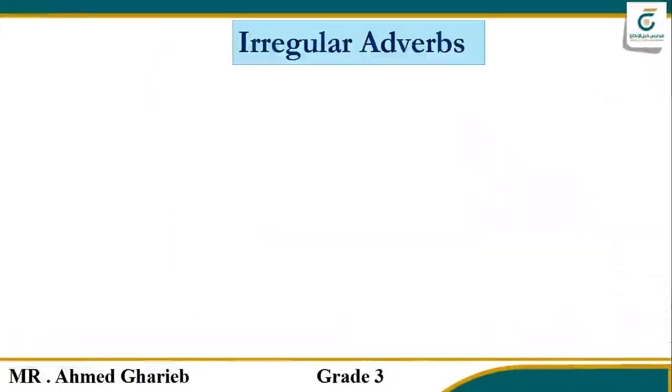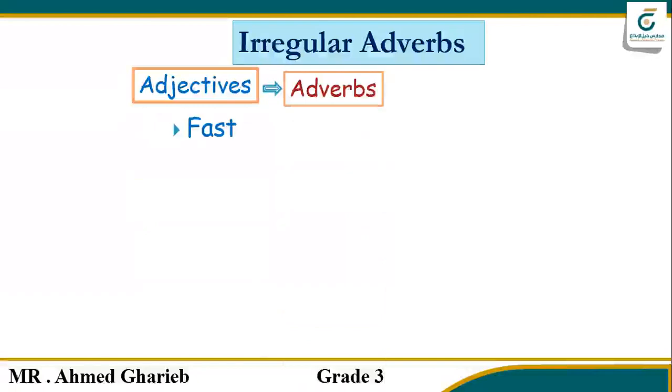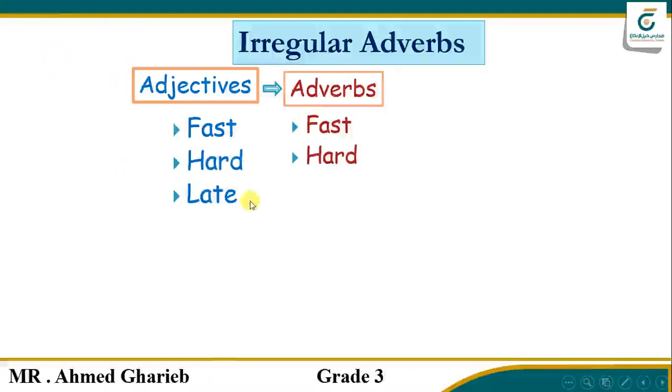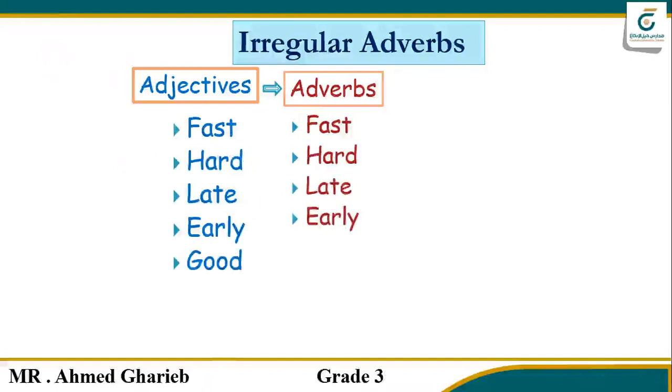Now let's talk about irregular adverbs. So we talked about regular adverbs of manner by adding ly. Now let's talk about the naughty adverbs, naughty ones. They don't love following rules. Okay, they are just few. Adjective and the adverb. So fast, the adverb is fast. As you see, they have the same form for adjectives and adverbs. Hard, hard. Late, late. Early, early. The last one is different because good will be well.